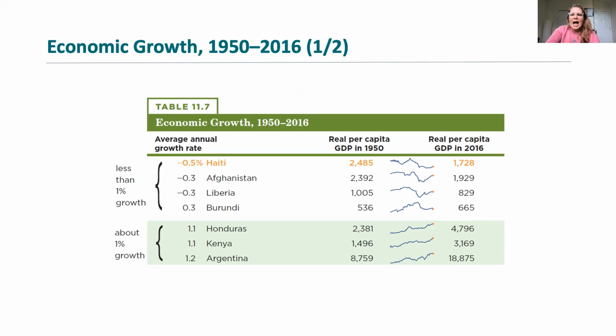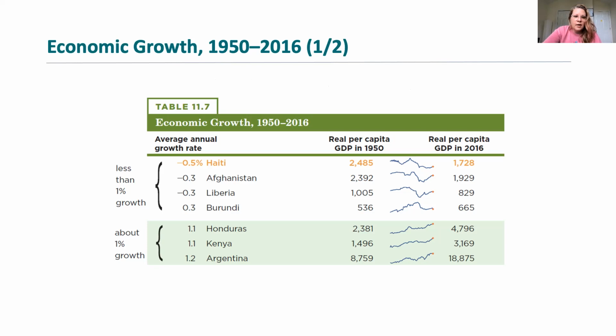So we can look at the actual growth rates of various countries over a long period of time and then see how that correlates or how it impacts income levels. This table represents growth rates for several countries over the time period between 1950 and 2016. And we can see that there are some countries that have almost near zero growth. In fact, countries like Haiti, Afghanistan, and Liberia have had negative growth.